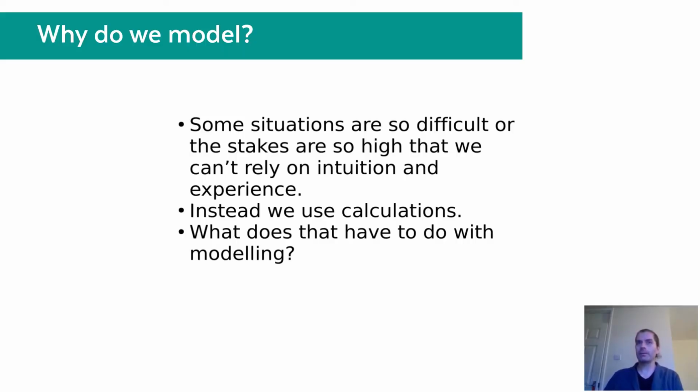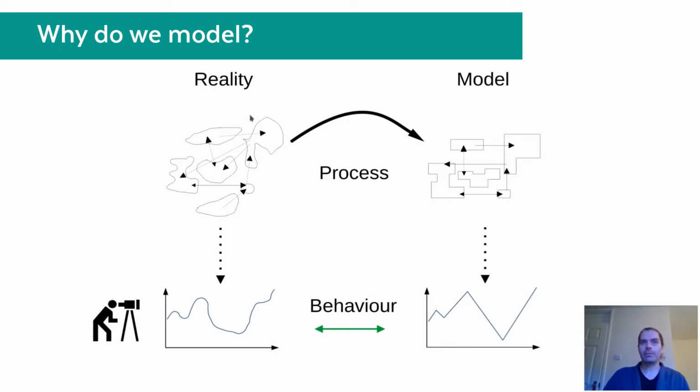For some problems, our brains are not equipped to handle them. We're just not able to think ahead precisely enough, so we have to use some form of formal tools, calculations. What we have in general is some kind of opaque reality that we find difficult to understand. We observe some aspects of the behavior of that reality. We try to copy the process that generates that behavior by implementing a model, and hopefully the behavior that model generates is similar or identical to the behavior that we have observed.